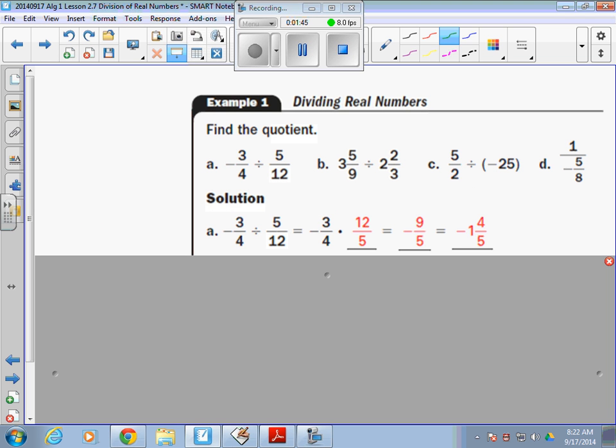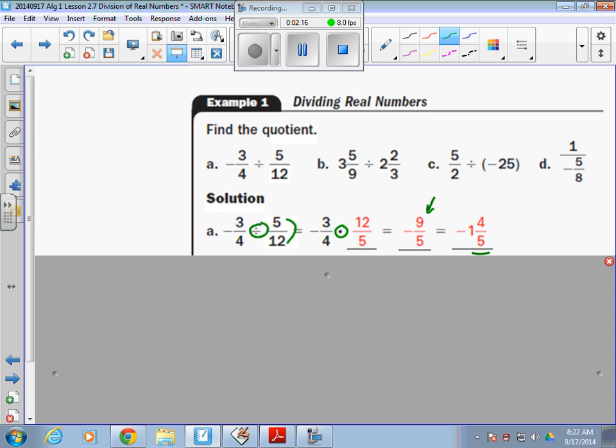Here's example number 1. -3 over 4 divided by 5 over 12. Again, division becomes multiplication, and 5 over 12, you flip it. So -3 times 12 is going to be -36, and 4 times 5 is 20. The number 4 goes into both. 4 goes into 36 9 times. They just give you the simplified version here, -9, and it goes into 20 5 times, so -9 over 5.